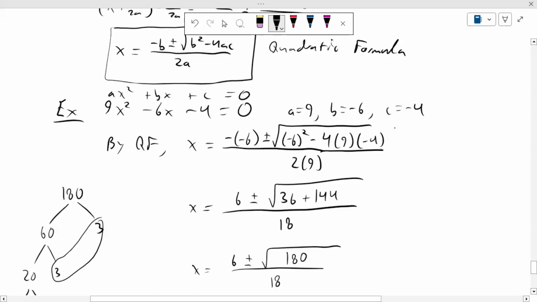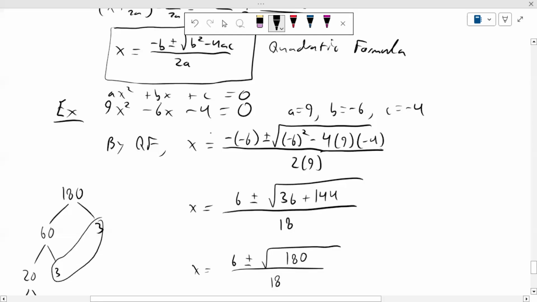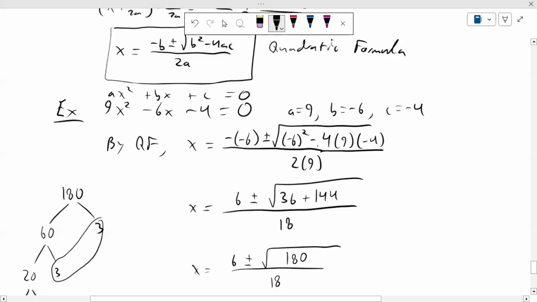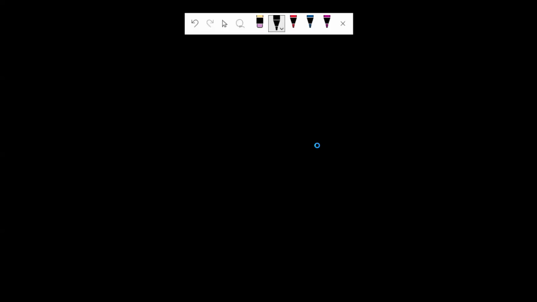It's negative b, so we get -6, plus or minus the square root of b squared minus 4 times a times c, all over 2a.